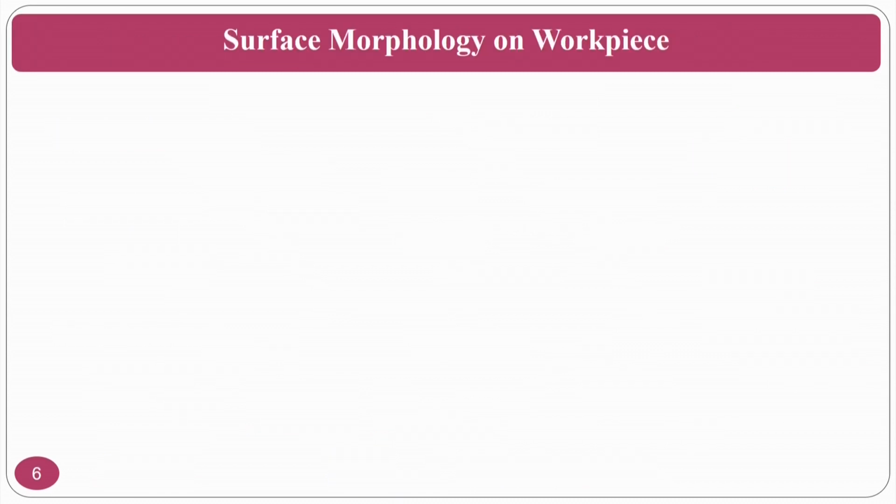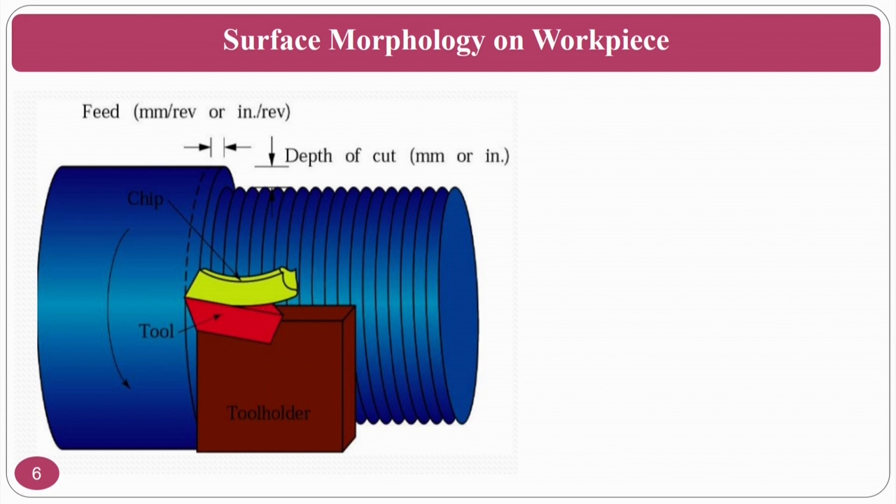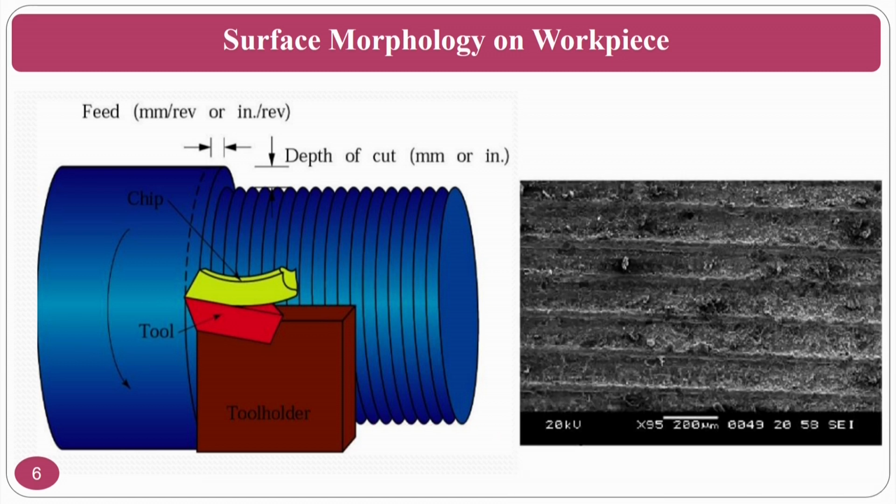Okay, the surface morphology of the workpiece. If I am doing metal cutting, assume that this is a tool holder and this is the tool. In my machining process, depth of cut is there and feed is there. Whatever we are seeing here, anyhow I will show you a scanning electron microscope. This is the SEM image. I will explain what an SEM is and all those things in upcoming slides. SEM refers to scanning electron microscopy.